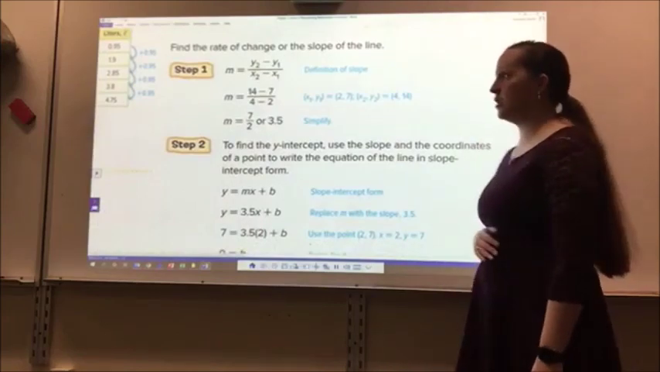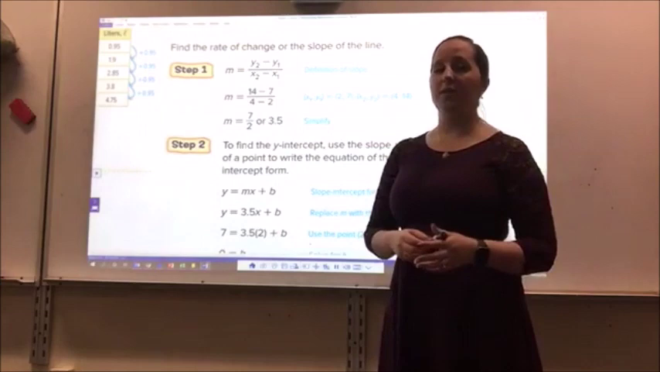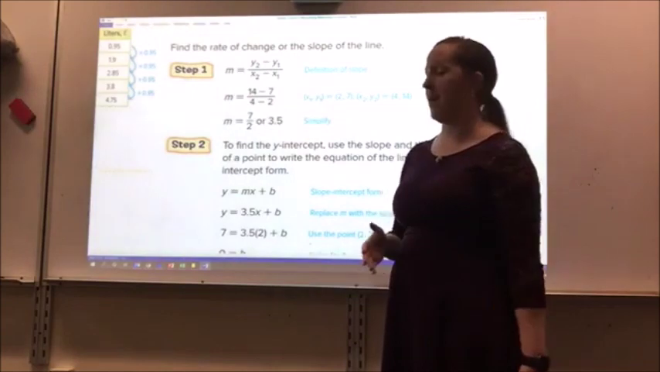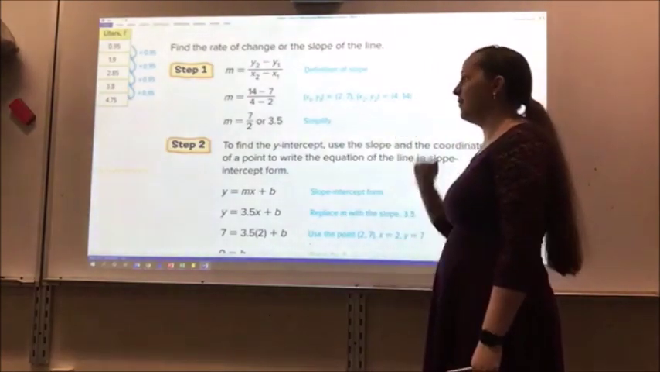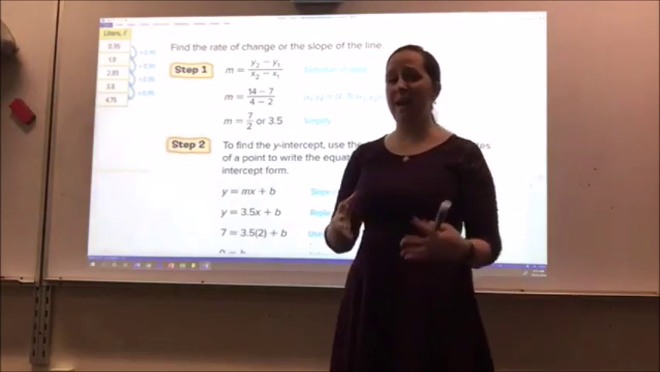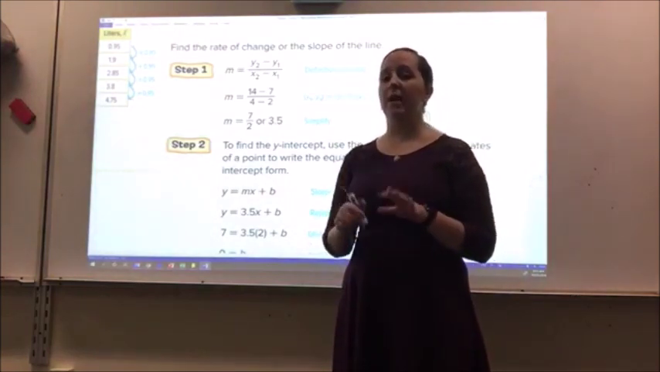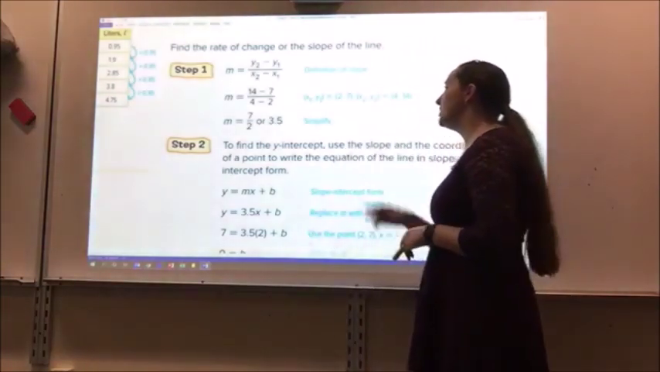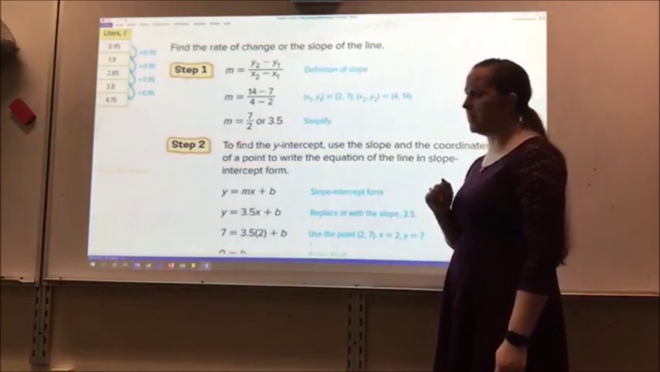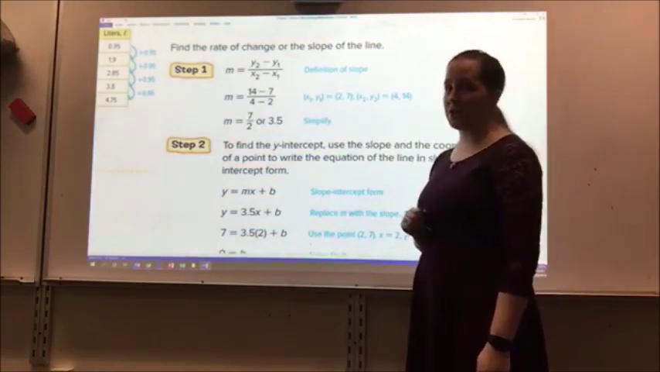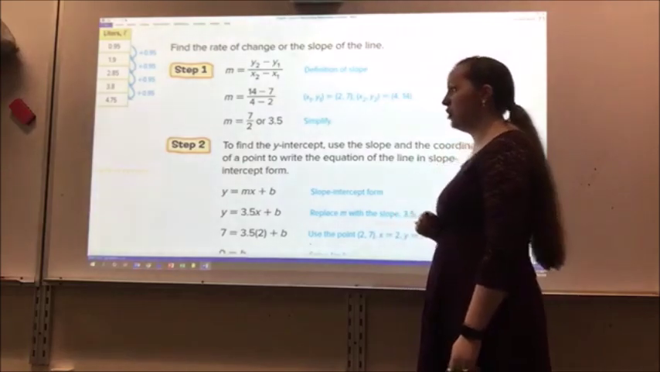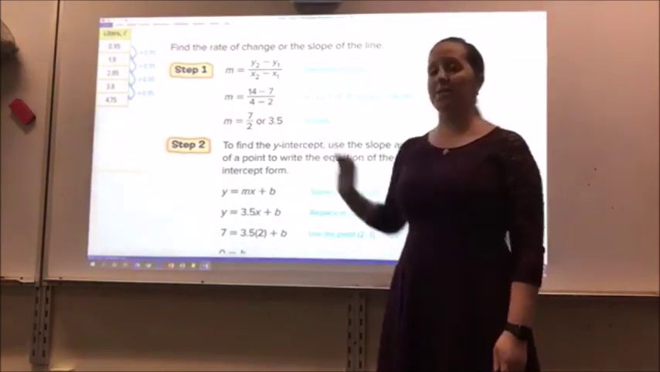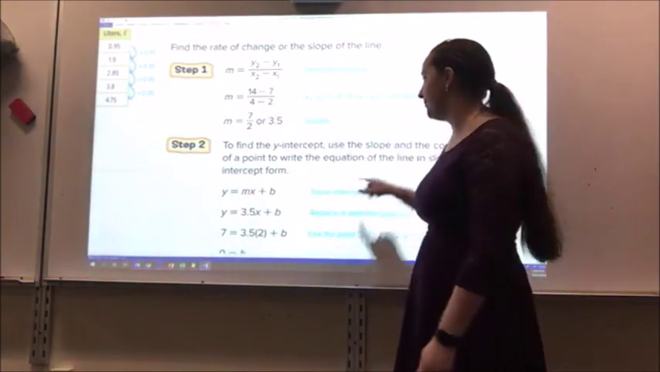My slope definition is y2 minus y1 divided by x2 minus x1. So I pick any 2 points on my line. We've picked (2, 7) and (4, 14). They're nice, easy numbers to deal with. I'm not dealing with additional decimals or fractions. They're whole numbers. So I subtract my 2 y values: 14 minus 7 gives me 7. And I subtract my 2 x values: 4 minus 2 is 2. When I divide 7 by 2, I get 3.5. So that's the slope, or my rate of change, for my equation.